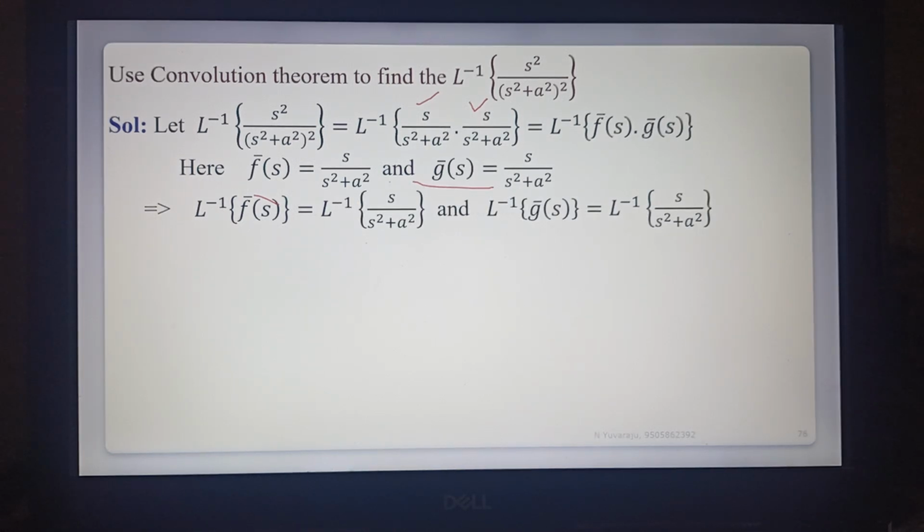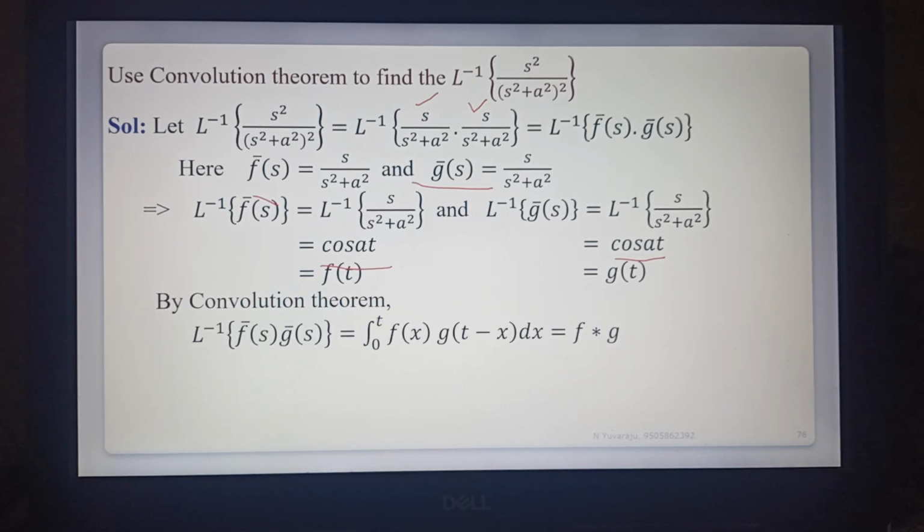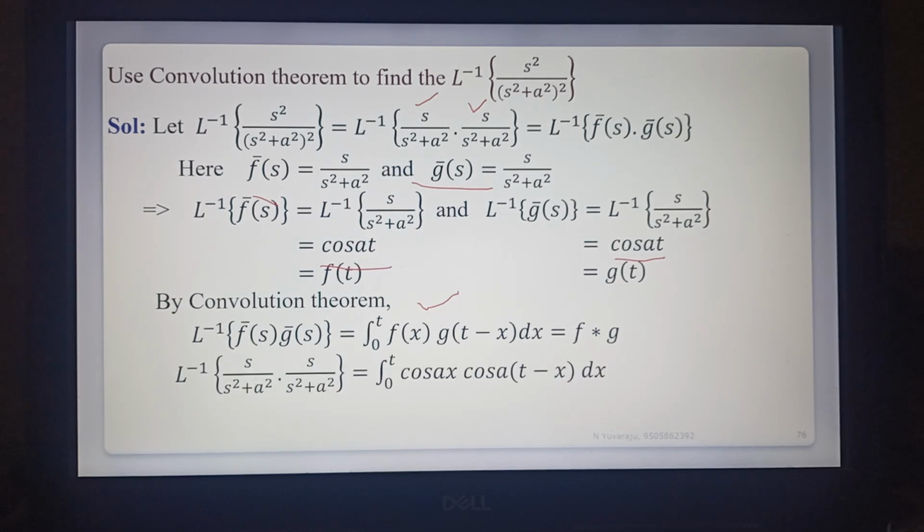Now finding L inverse on both sides. L inverse of f of s is equal to L inverse of s by s square plus a square, and L inverse of g of s is equal to L inverse of s by s square plus a square. That is equal to cos at, and this is also cos at, the same functions. So f of t and g of t, by using the convolution theorem. This is the convolution theorem to find L inverse of f of s into g of s.